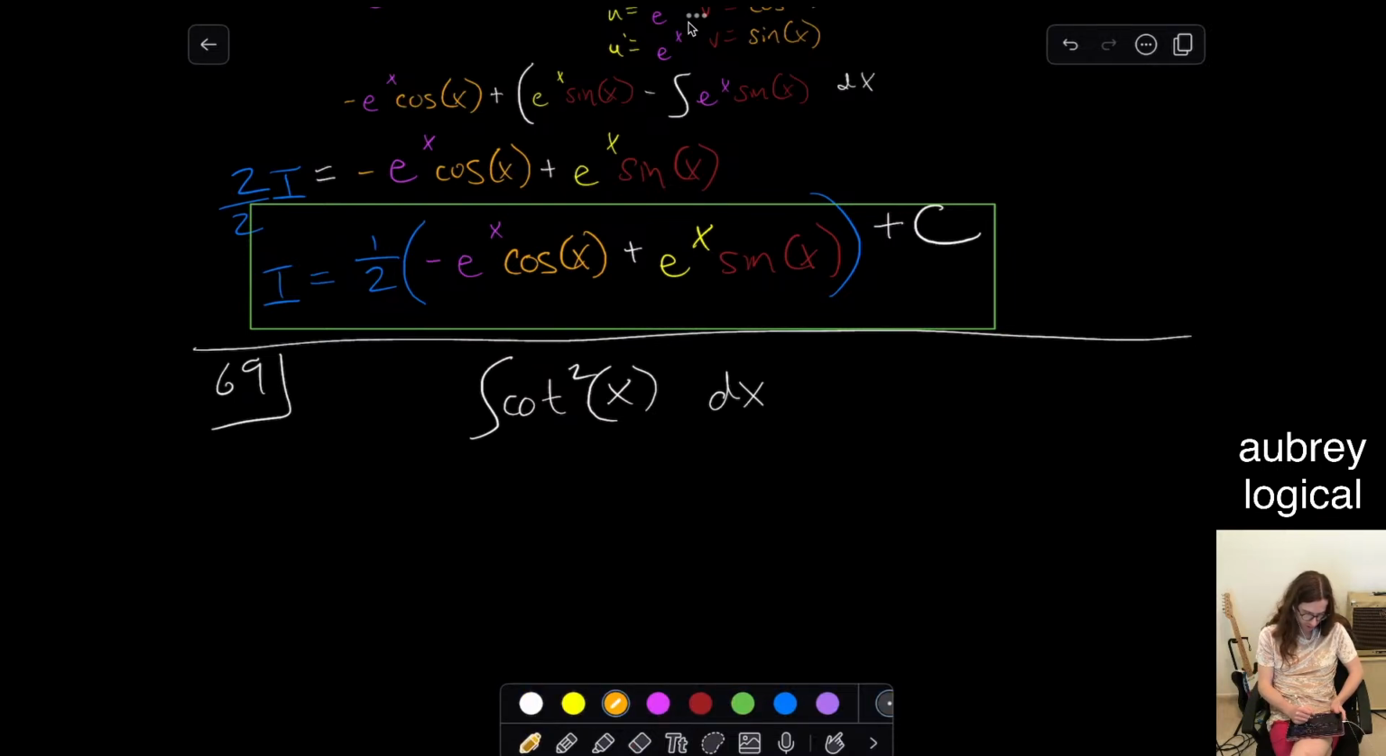Cotangent squared of x. It's the same thing as... I think it's 1 minus cotangent squared of x is equal to cosecant squared of x. Let's see here.